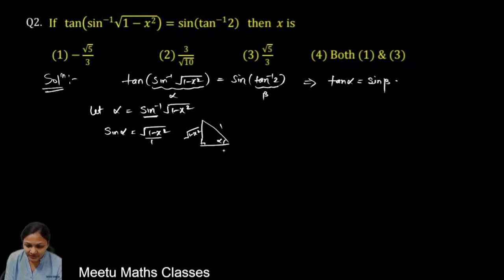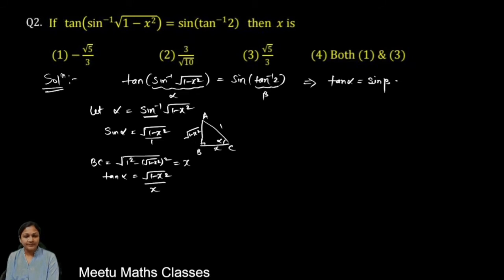Okay, so by using Pythagoras theorem, in triangle ABC, BC will be square root of 1 squared minus square root of 1 minus x square, squared, and this will be x only. So BC is x. So tan alpha will be equal to perpendicular upon base, square root 1 minus x square upon x.